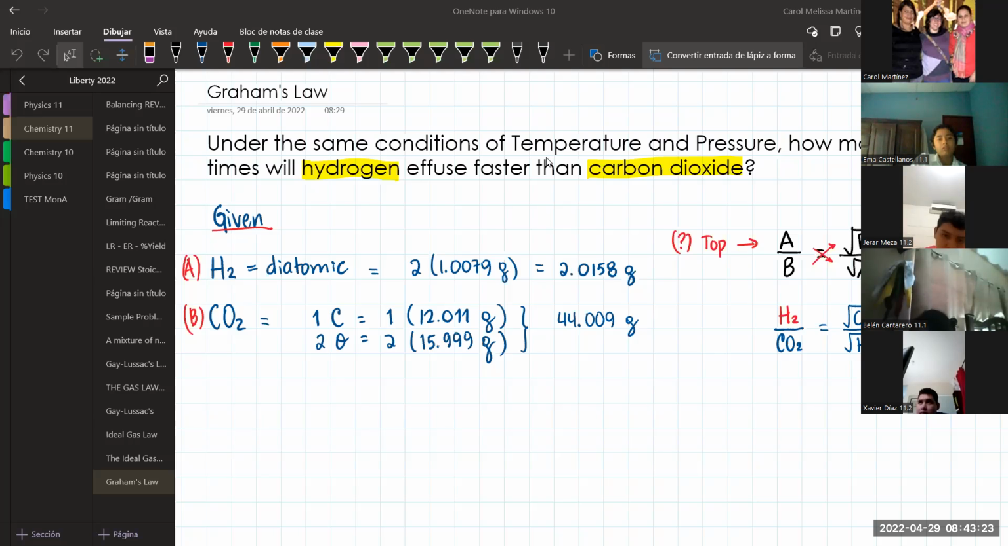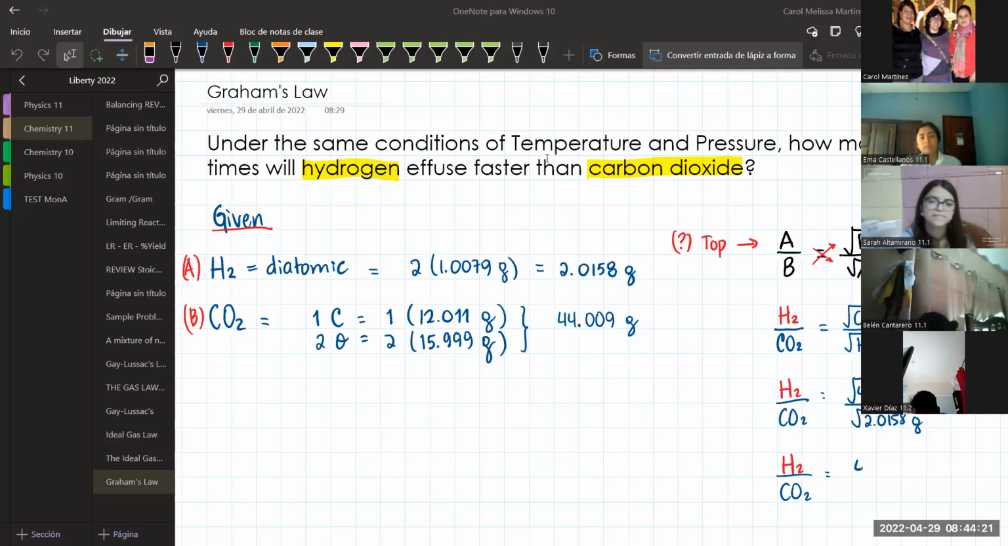Okay, so we say H2 over CO2 is equal to the square root of CO2, that is 44.009 grams, divided by the square root of 2.0158 grams. You can do it in a single step. Square root of 44.009 divided by the square root of 2.0158, and you can give me directly the result. In that way, we're going to work faster. I got 4.67. Did you get the same answer as me?